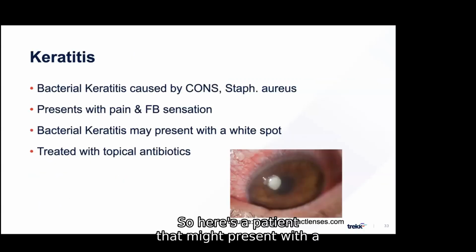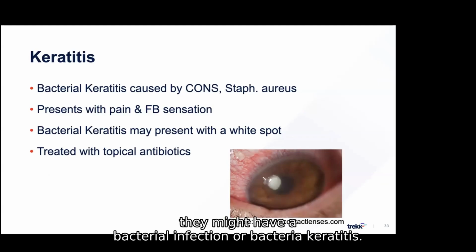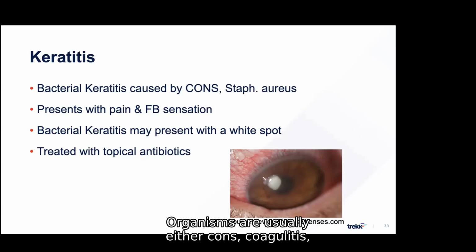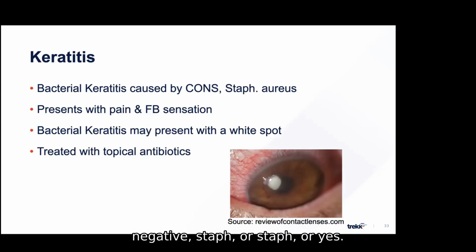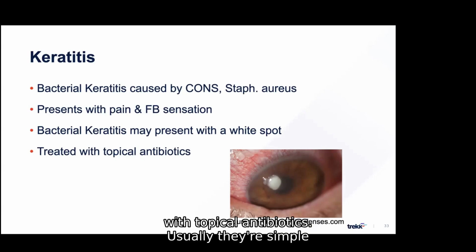Okay, so here's a patient that might present with a white dot on their eye, and this is because they might have a bacterial infection or bacterial keratitis. Organisms are usually either CoNS, coagulase-negative staph, or Staph aureus. They have a foreign body sensation and pain. Bacterial keratitis is treated with topical antibiotics.